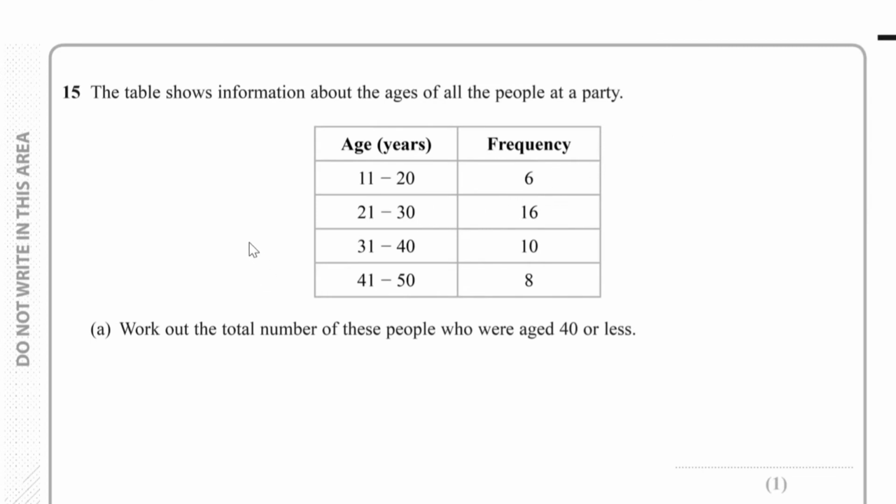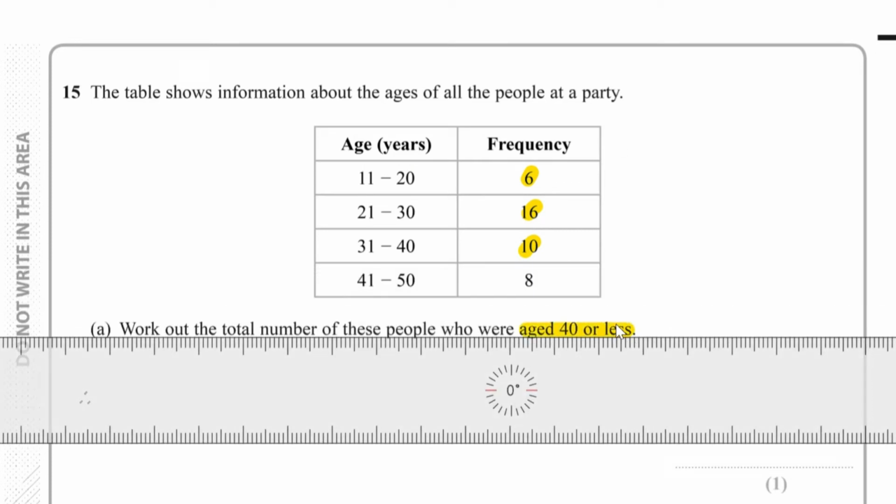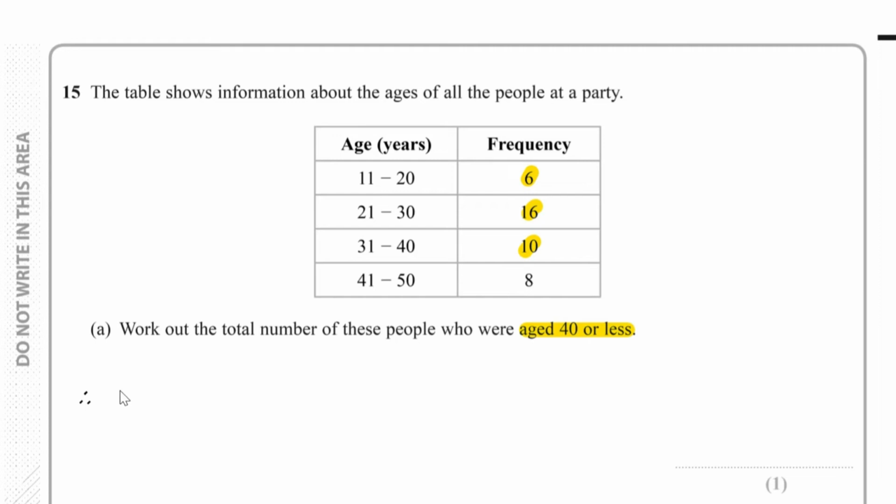Question number 15. The table shows information about the ages of all the people at a party. For part A, we have to work out the total number of these people who were aged 40 or less. So what we have altogether is 6, 16 and 10 being added together. So therefore we've got over here people who are aged 40 or less. 6 plus 16 plus 10, which is equal to 32.